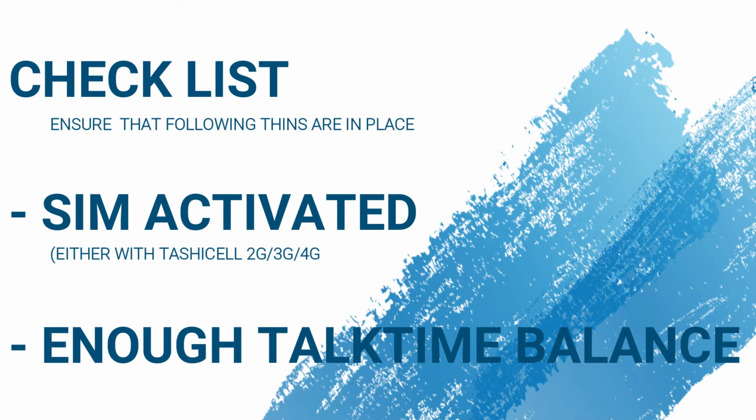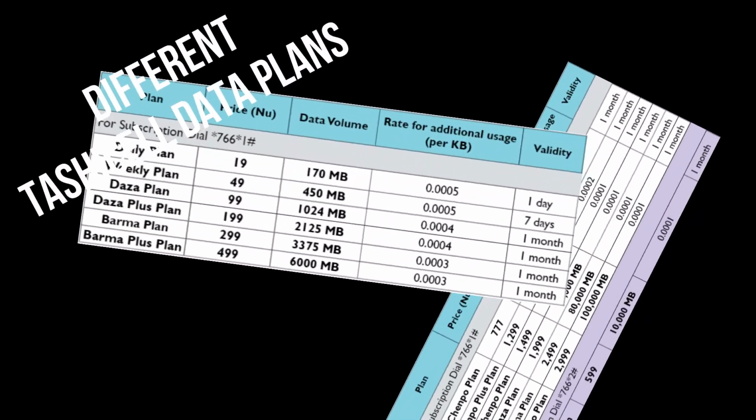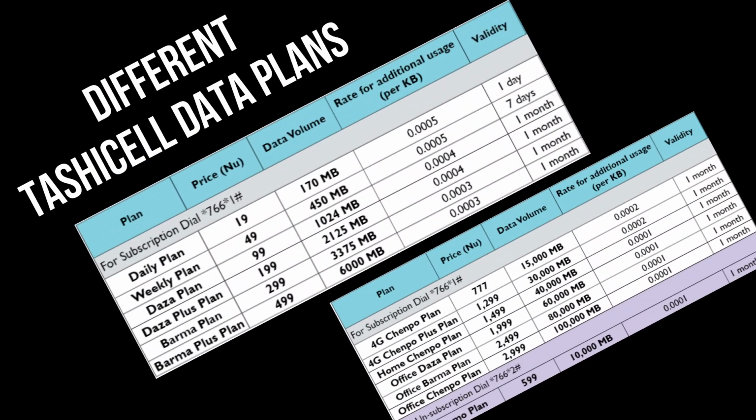First things first, please ensure that your TashiCell SIM card is activated with mobile internet, either with 2G, 3G or 4G. Know that you can browse TashiCell mobile internet in two ways. One is pay-per-use, in which you pay as and when you use mobile internet, and the other one is subscribing to data plans. We recommend you activate data plans as you get better data packages in the form of different data plans like this.